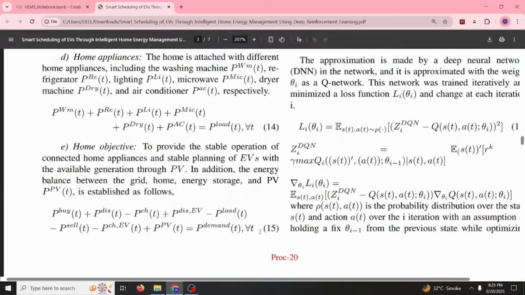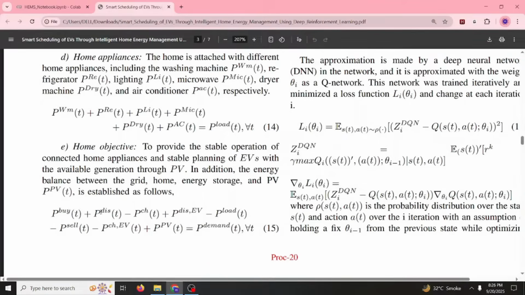Now, this equation 15 is actually the objective. The objective here is to just balance the energy. First of all, we will balance the energy. How will we balance the energy?